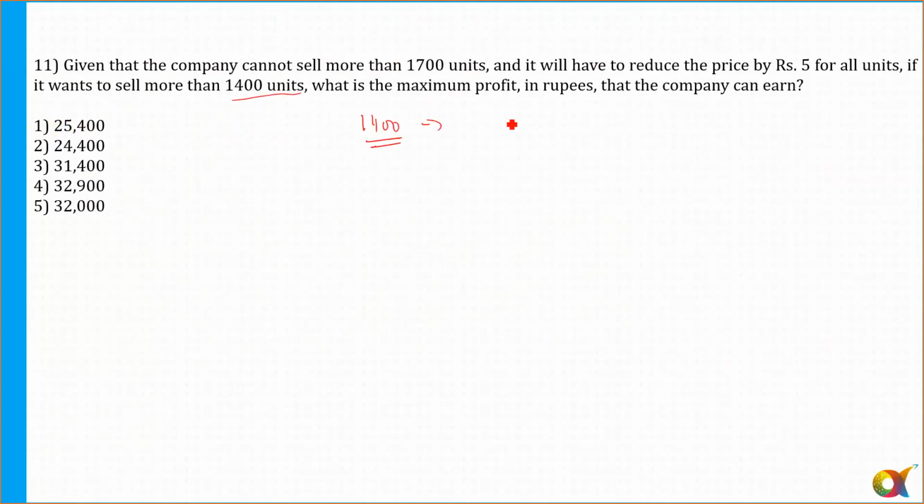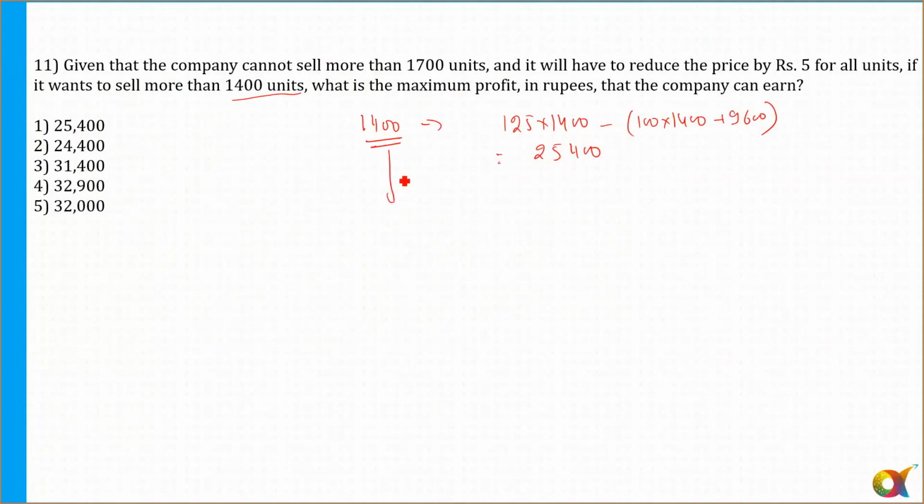So in that case, total profit is equal to 125 into 1400, the total selling price, minus the cost price, 100 into 1400, plus 9600. This will be the total profit for 1400 units, and it comes out to be 25,400. But a few options are more than 25,000, and at the max I can sell 1700 units.